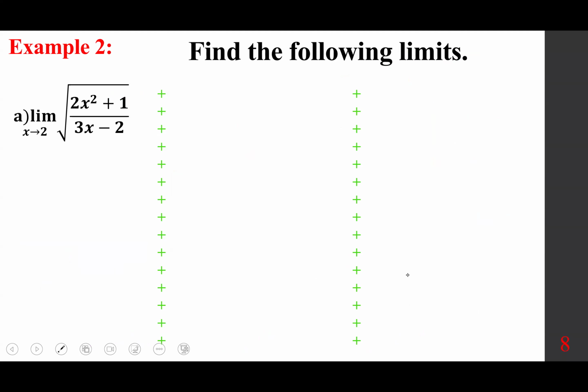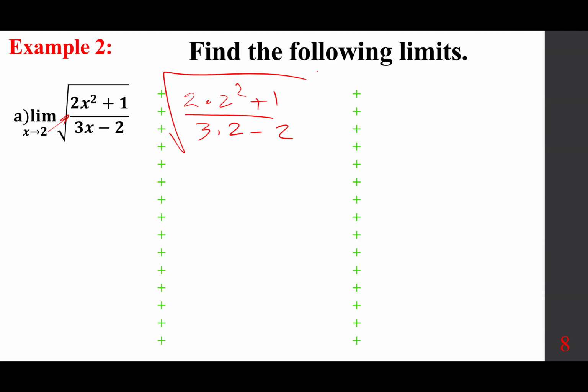All right, we want to find the following limits. The first one is the limit of the square root of 2x squared plus 1 over 3x minus 2 as x approaches 2. So simply put, you plug in 2. I hope you see that if you put 2 times 2 squared plus 1 over 3 times 2 minus 2, the numerator becomes 9, the denominator becomes 4, comes out as 3 halves, and you're done. In other words, you plug in, it works out.